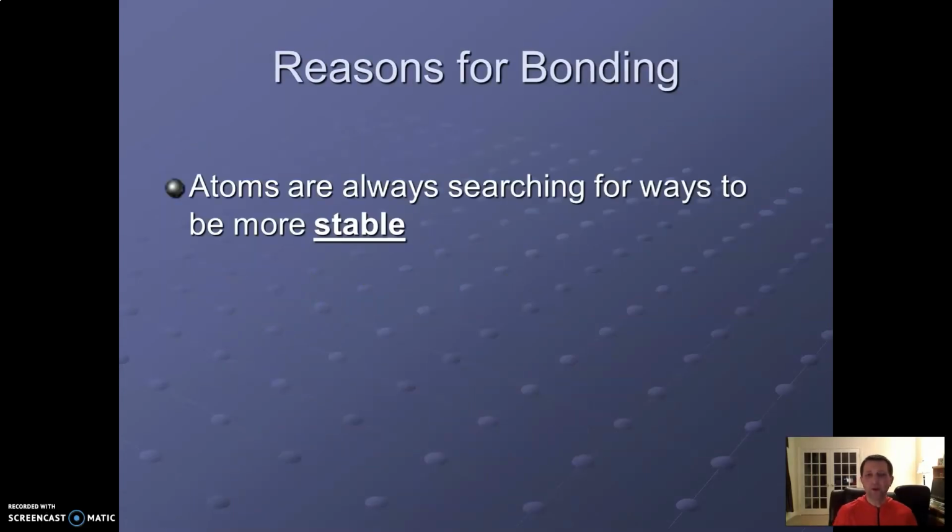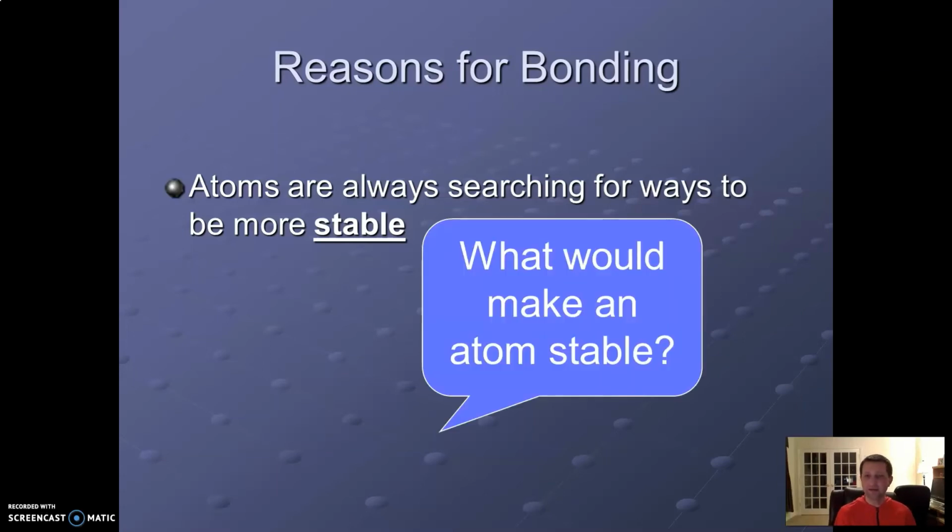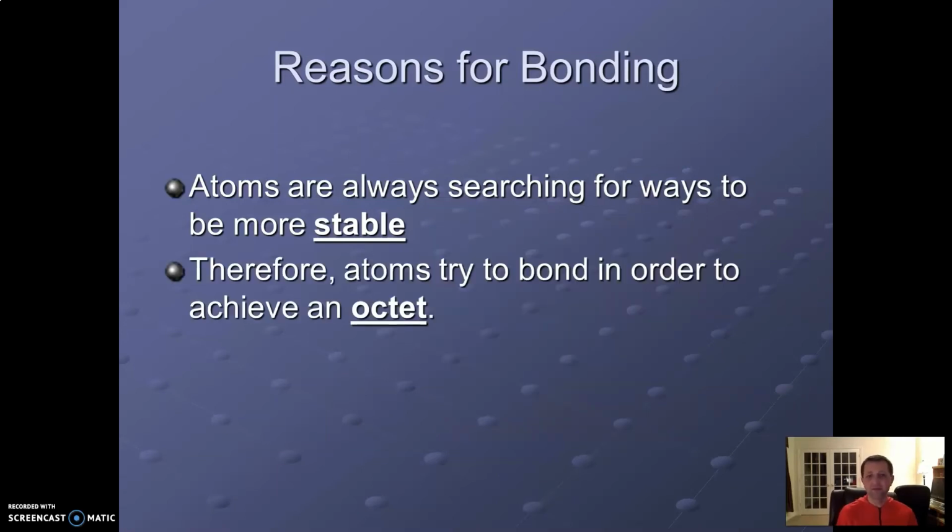Okay, so why do elements want to bond to one another? Why do they want to bond at all? The short answer to this is atoms are always searching for ways to be more stable. Now the question is, what does that mean, right? What would make an atom stable? Well, if you go back to some of the previous content from last unit, you may remember that atoms are always trying to bond in order to achieve an octet.